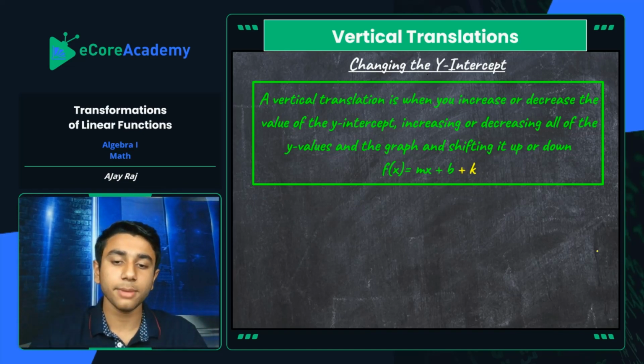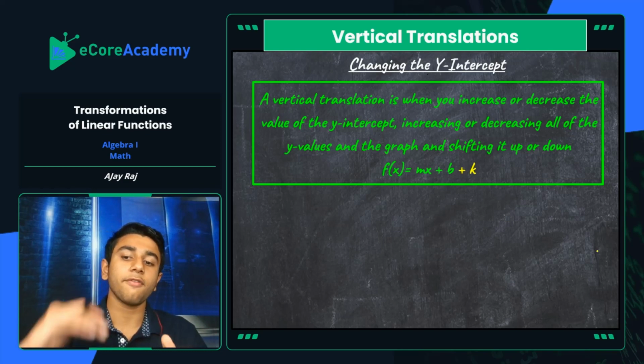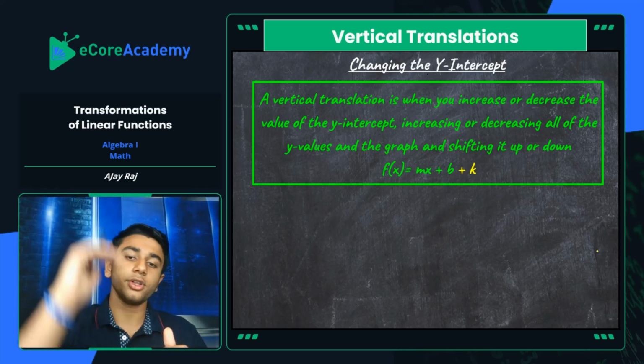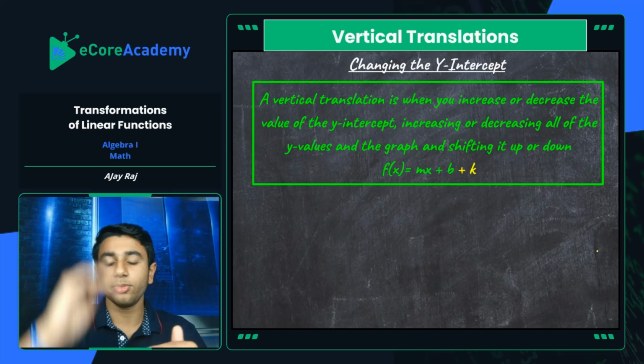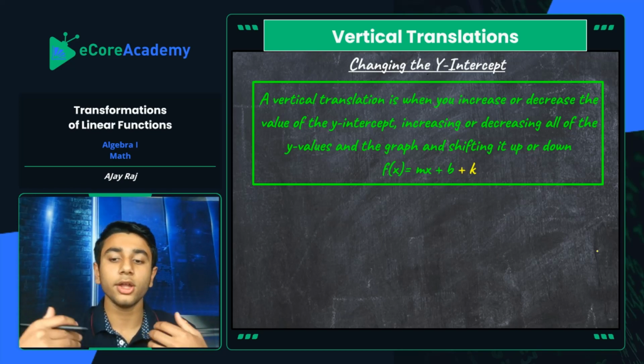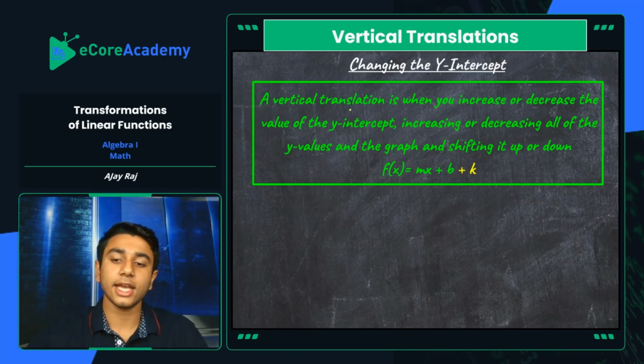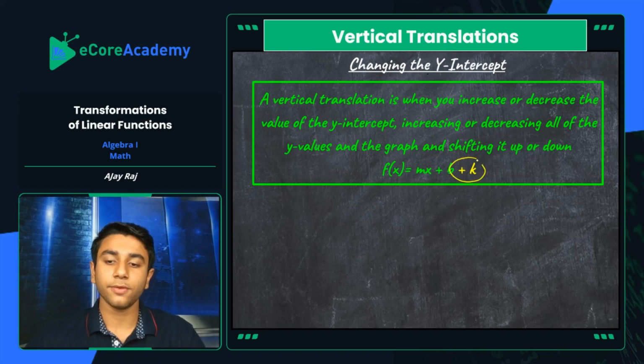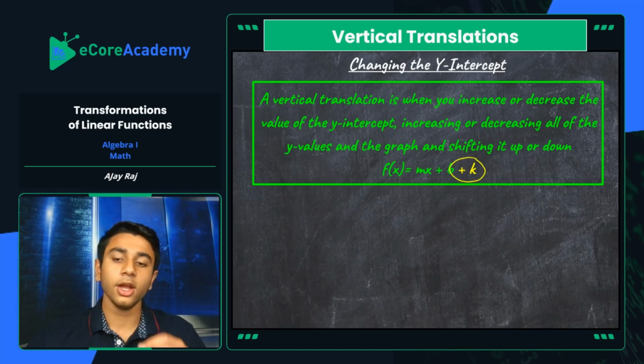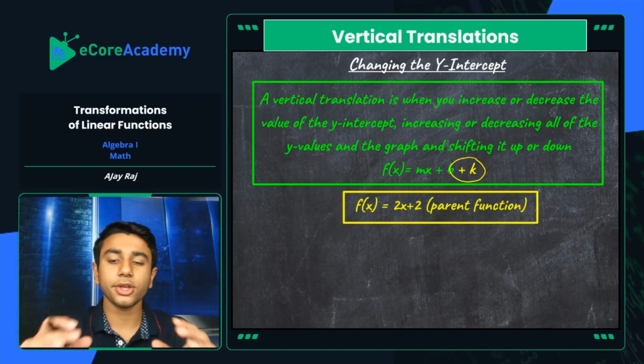So it'll increase and decrease it, and when you increase or decrease that y-intercept, you're going to be shifting the graph vertically up, or you're going to be shifting it vertically down, depending on what you're adding as k. So k is that variable that we're going to be adding. That's your vertical translation variable here. So when you add k to this equation, you're actually just going to be altering it, shifting it up or down.